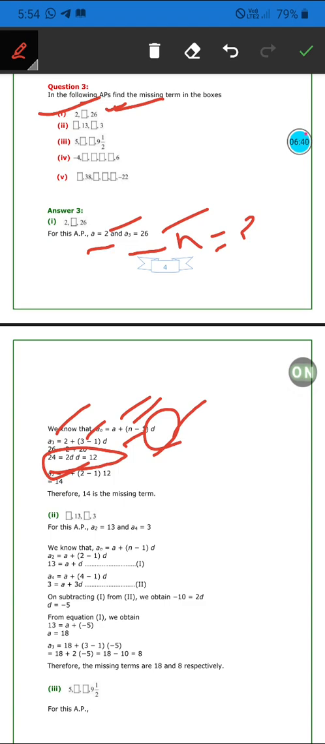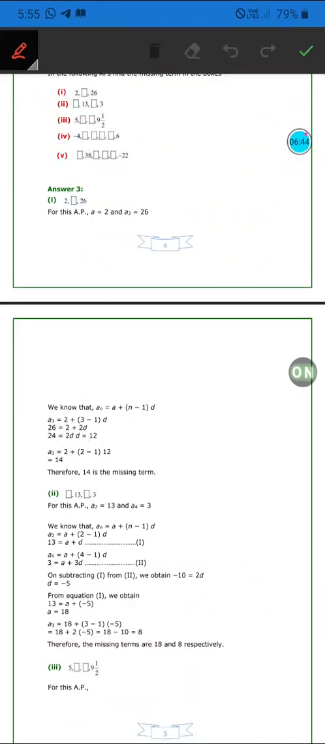How is it possible? So we found here D value as 12. So put the value, we have to find the second term now. So A2, we have to find A2. A2 formula: 2 plus (2 minus 1) into 12. What is this formula? Again the same formula, A plus (n minus 1) into D.